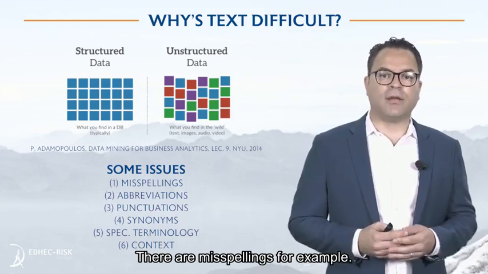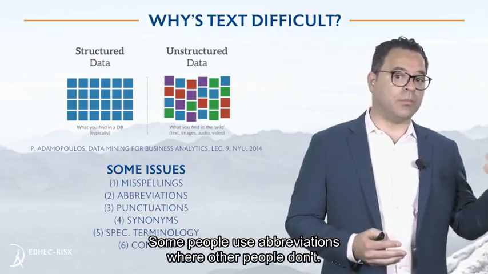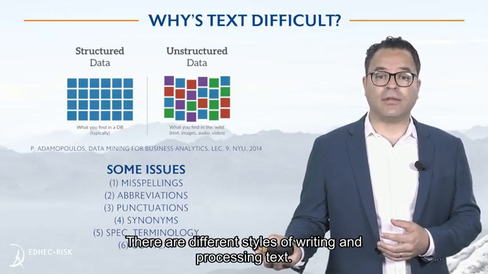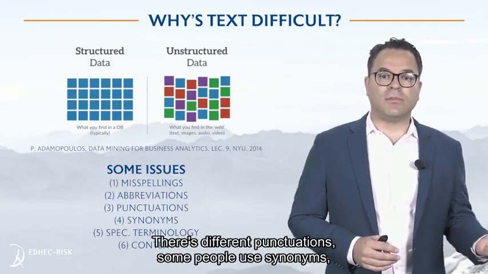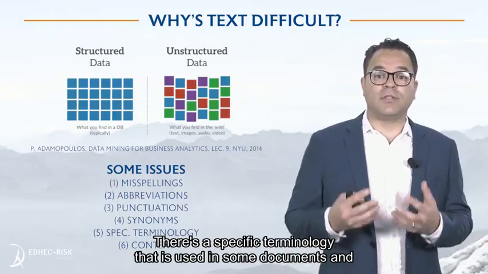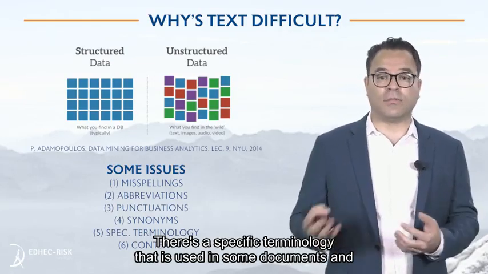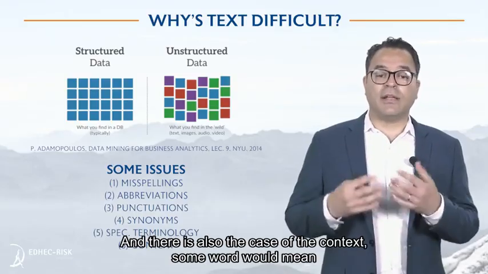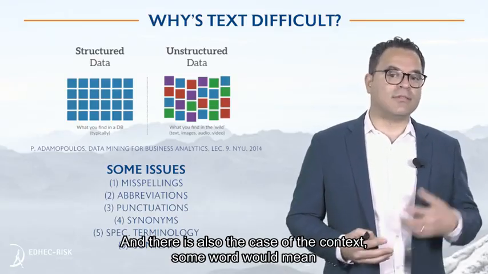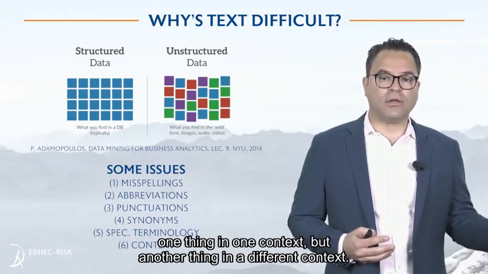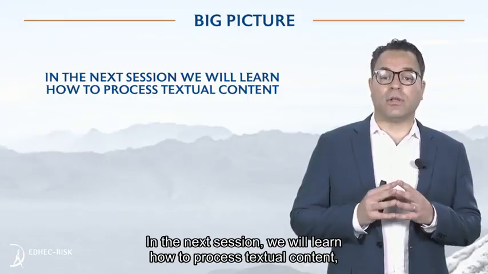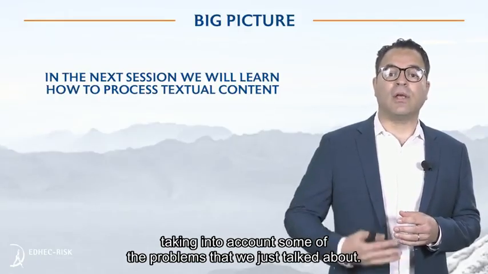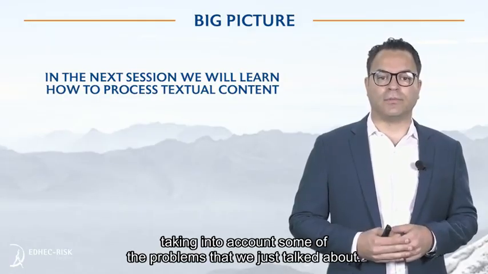There are misspellings, for example. Some people use abbreviations where other people don't. There are different styles of writing and processing text. There are different punctuations. Some people use synonyms in different ways than other people. There's specific terminology that is used in some documents and might not be used in others. And there's also the case of the context: some word would mean one thing in one context, but another thing in a different context. In the next session, we will learn how to process textual content, taking into account some of the problems that we just talked about.